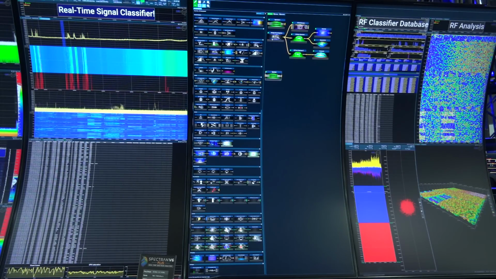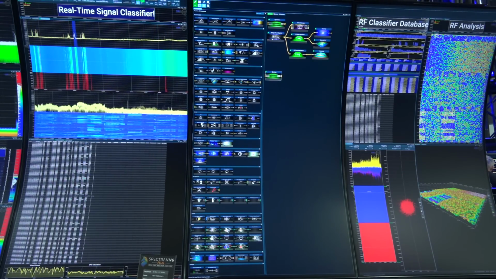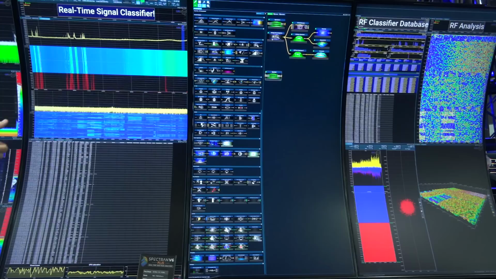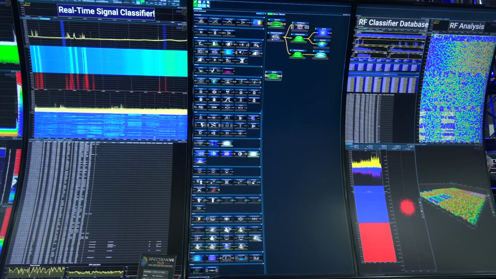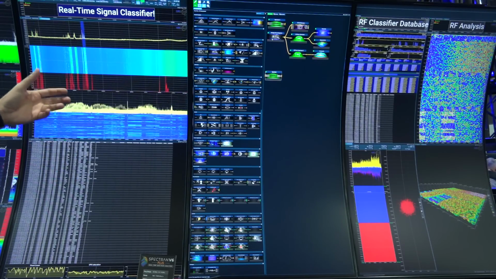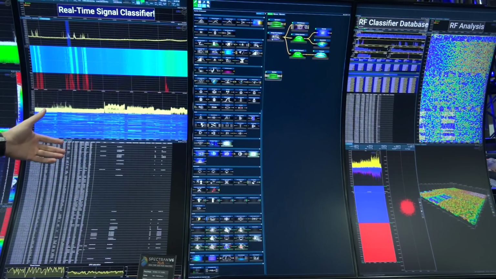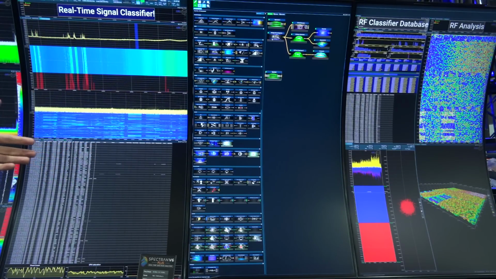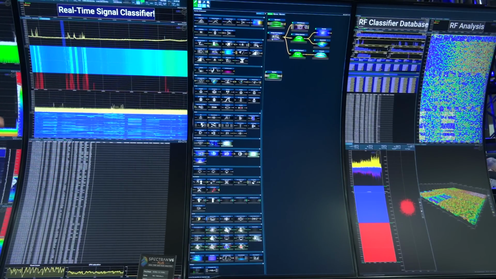To just give you a few ideas, here we're capturing a whole bunch of different signals, and the software is capturing it, recording it, demodulating it, classifying it, and then storing it. And because it's storing it per detected event, it's not storing on the hard drive all the signals that you're not interested in. You're basically only storing what is of value.